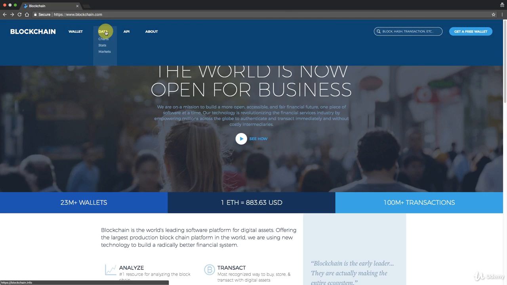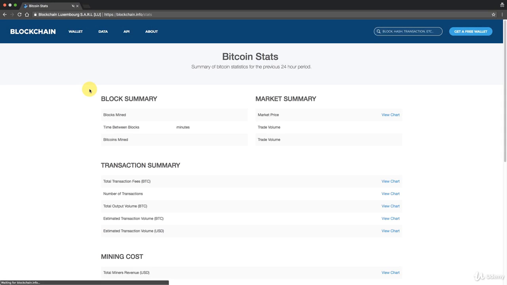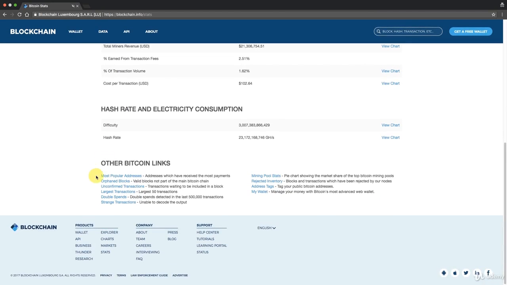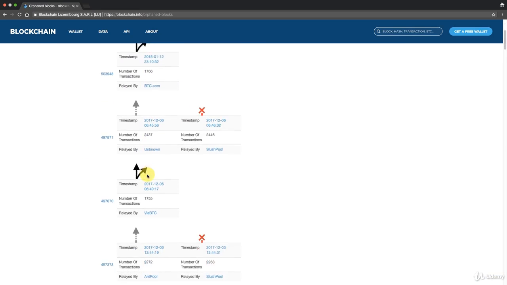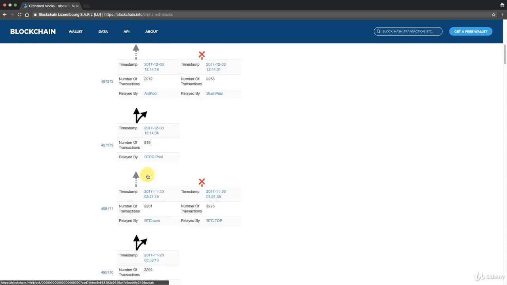So let's go to blockchain.com and then go to stats here. And here at the bottom you'll see an option called Orphaned Blocks. So go ahead and click on that, and this will show us some recent orphan blocks, and that will help us understand what's going on.